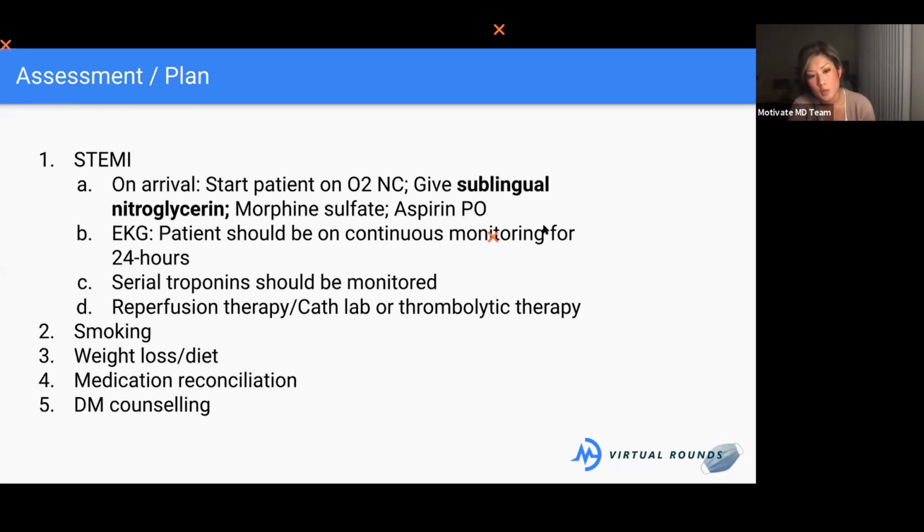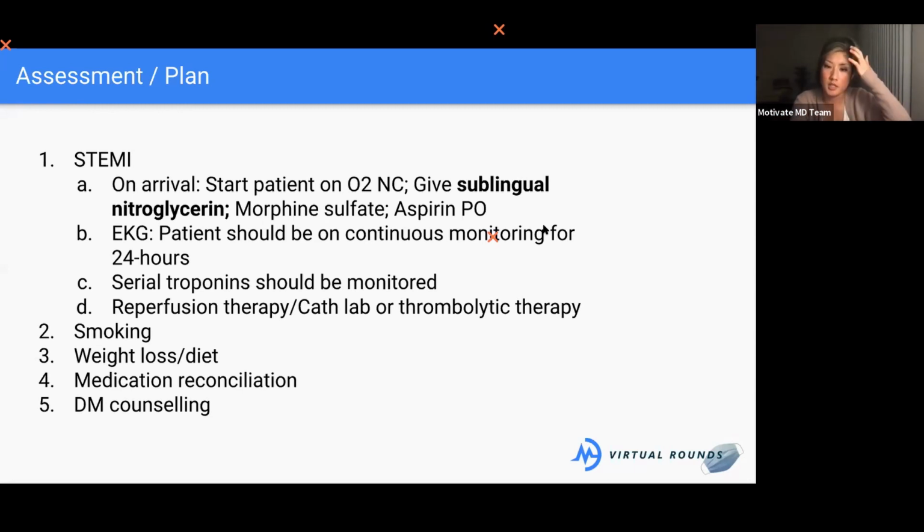We're going to give him sublingual nitroglycerin, morphine for pain. So the nitroglycerin is basically going to open up the vessels. So if I'm not getting blood to it, it's just going to try to open those up. Morphine is because it hurts if your heart muscle is dying.